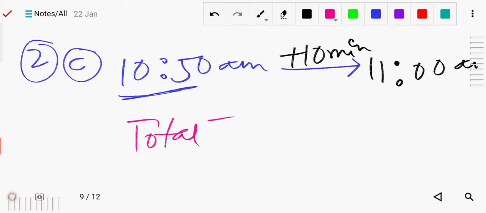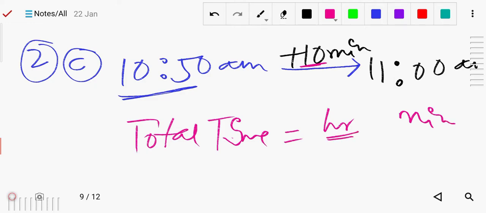So total time you can calculate. Here it has taken 10 minutes. So it's better to write in this format, hour and minute, it will be easy. There is no hour, only 10 minutes. So write 10 on the minute side, and on the hour side put 00.